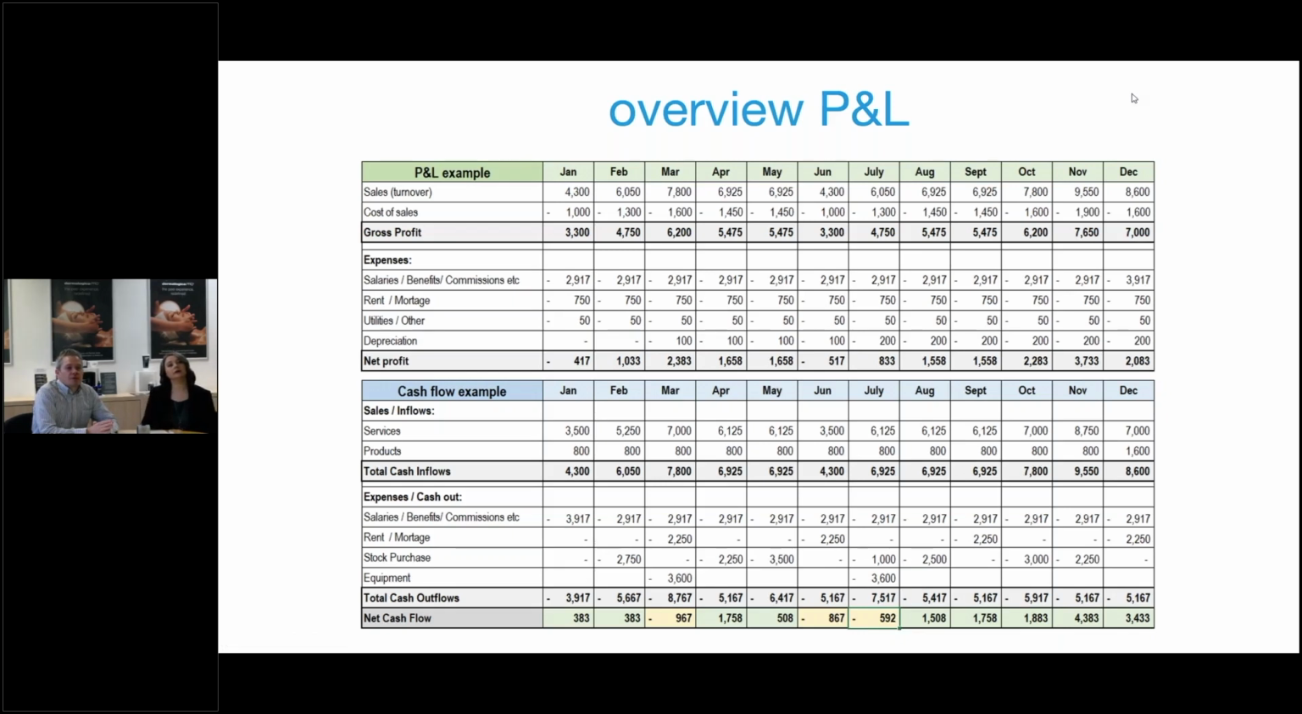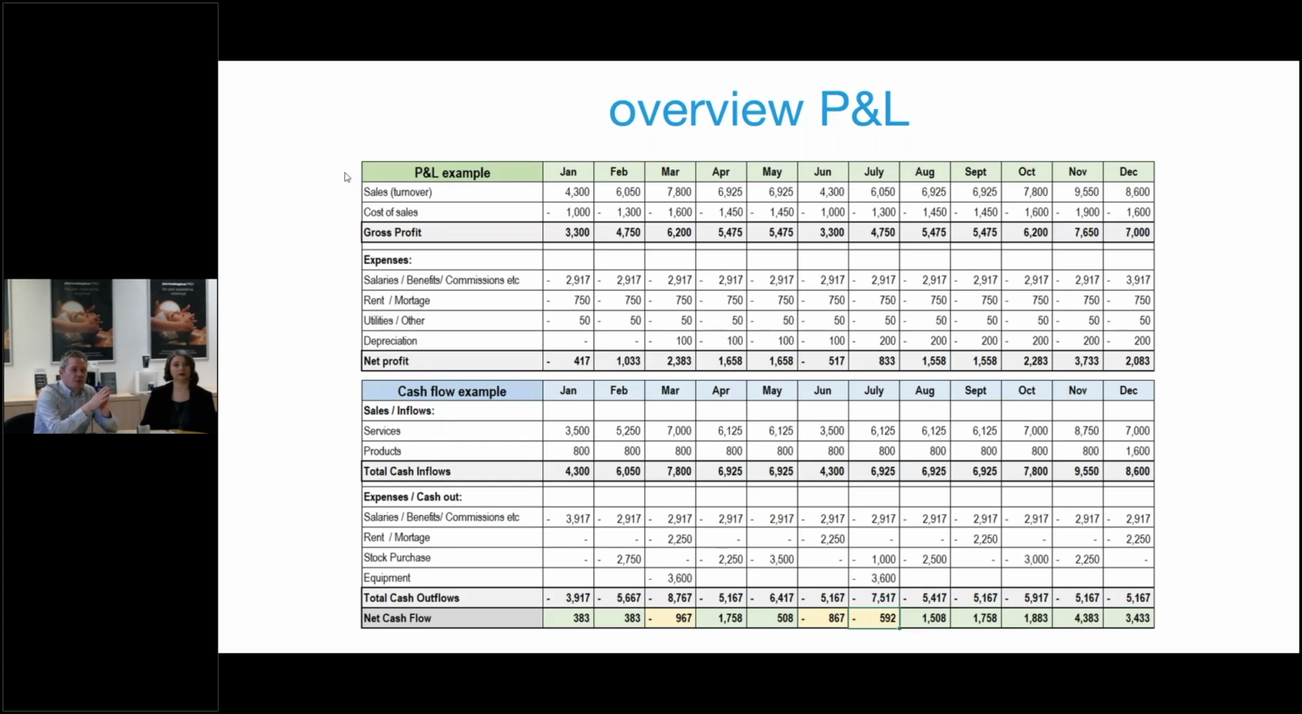So hopefully this gives, so we talked about the cash flow last time, and in the blue heading at the bottom, you can see the cash flow example that I populated with some numbers. So that's over here. And at the top, we've got the P&L example. And I've used, if you like, the same numbers to populate the P&L and the cash flow so we can see what some of these differences are.